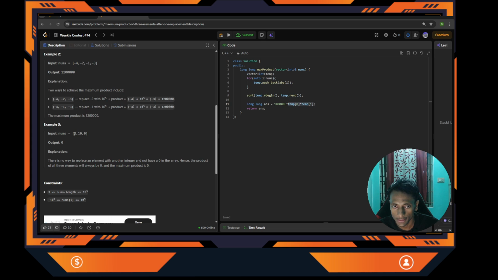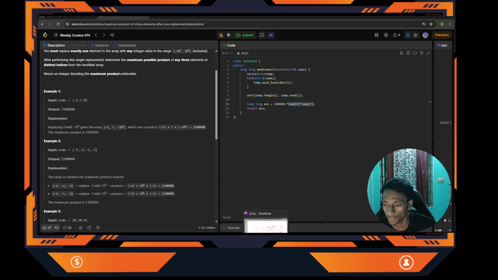For this case, the maximum two values x and y are 0 and 10. So anyway, if I multiply by 10 to the 5, the value will be 0. Got it? Clear the logic? Why do I have to take the absolute value?